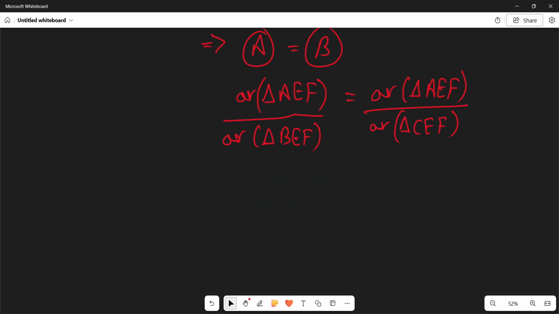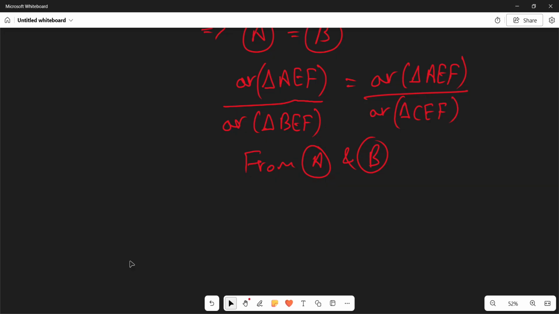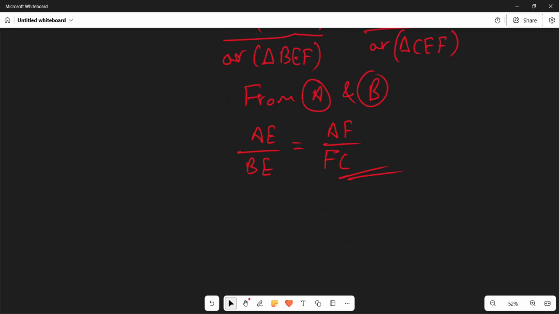So from A and B, what values do I get? From A and B I have AE upon BE, you can refer back to the previous part, equals AF upon FC. So here I have BPT proved. Now, but I'll slightly extend it. If you have been asked to state and prove BPT, this much is the solution that you need to do.